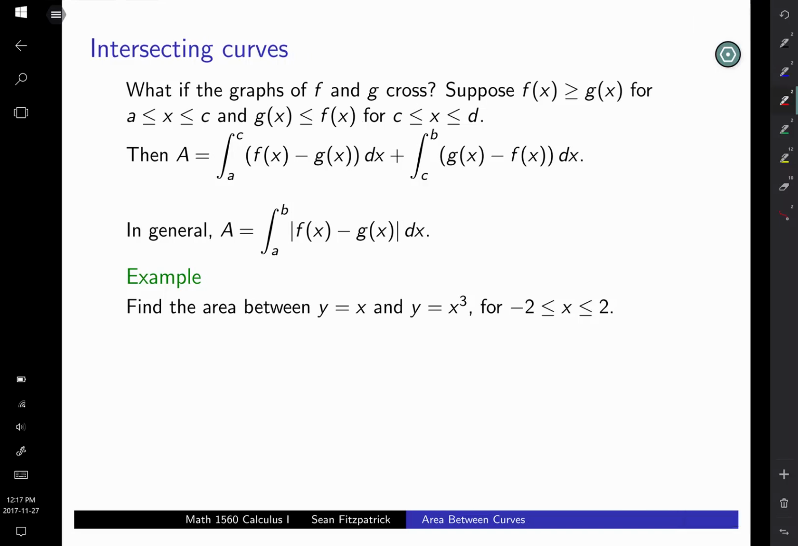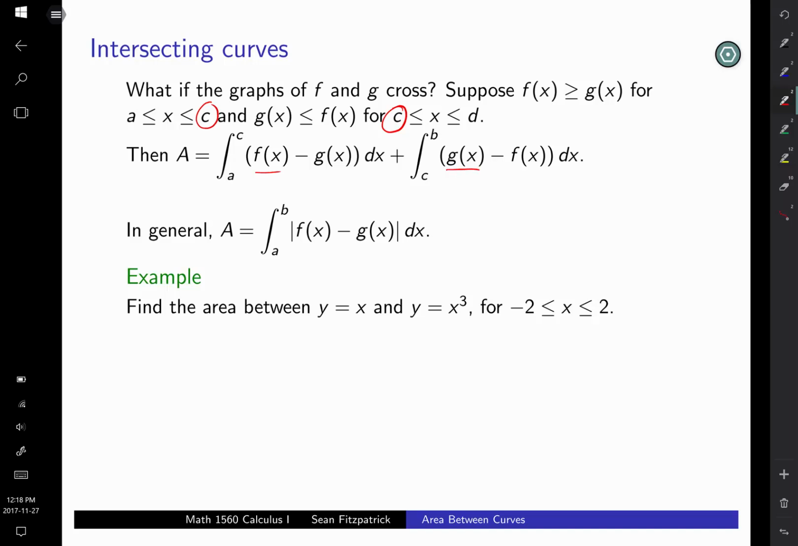So there's a couple ways to think about this. You can think about splitting it up, right? You can find this point C where the two curves cross, right? So that's the point of intersection. And we find that, say, f is on top from A to C, g is on top from C to B, and so you split it up into two integrals, right?